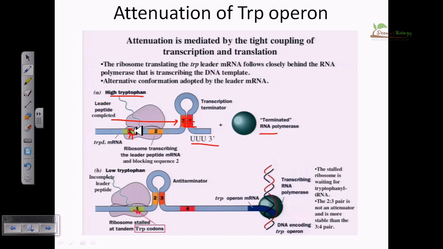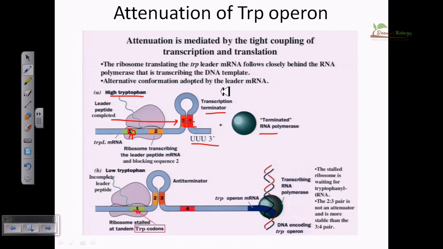And as a result of easy translation movement, leader 1 and leader 2 regions are occupied by these ribosomes, because a ribosome is a pretty large structure. So during this time, the distant portions, or the 2, 3, and 4 regions of the leader sequence, will have enough time to make a hydrogen bond between themselves. And this hydrogen bond formation between themselves, followed by poly-U, will give the signal of transcriptional termination.